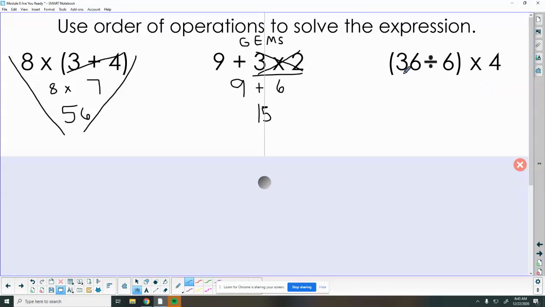So the first thing I'd want to do is 36 divided by 6. This problem doesn't actually need these parentheses. It could just say 36, whoops, that's a divide sign, divided by 6 times 4. And because we're reading left to right, and these are the equal symbols, multiply and divide, one is not more important than the other, I would still do 36 divided by 6 first because I came to it first. So 36 divided by 6 is 6. I'm going to cross this off and bring everything else down. 6 times 4 is 24.